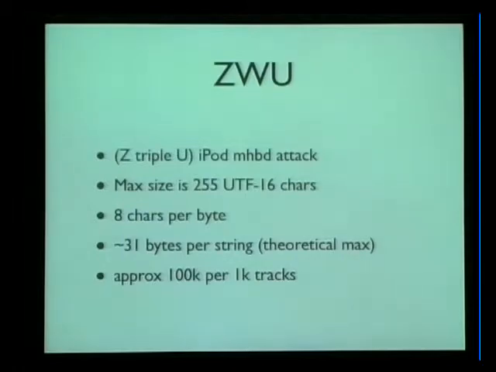It takes us 8 characters to encode a single byte, which means that per song, at a maximum, we could encode about 31 bytes. So only looking at the artist, the album, the track name, and the path, theoretically we get about 100K of storage per 1,000 tracks in an iPod, which isn't too bad. If you've got a large iPod with a large number of tracks, you can actually have a couple of megs of storage space in there. That's invisibly embedded.